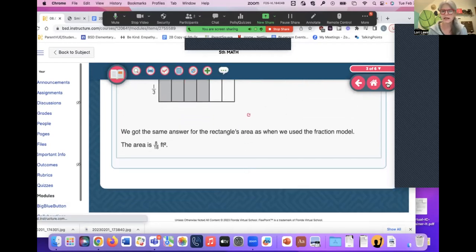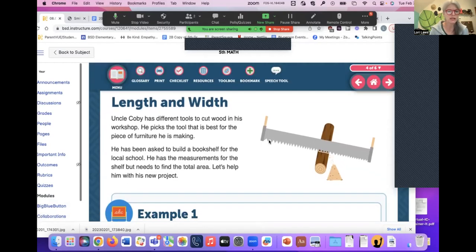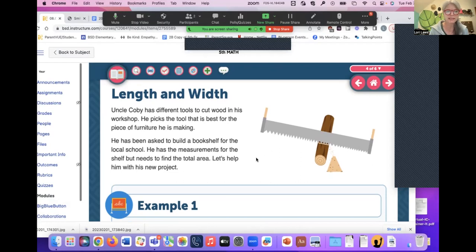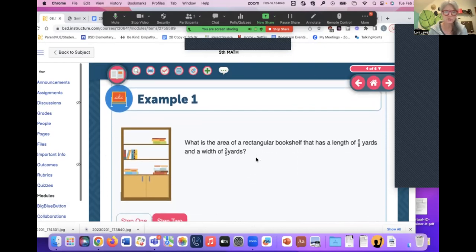Great. Let's go to the next one. You're getting good at this. Uncle Kobe has different tools to cut the wood. He picks the tool that's best. He's been asked to build a bookshelf. He has the measurements, but he needs to find the area. Let's help him with his new project.